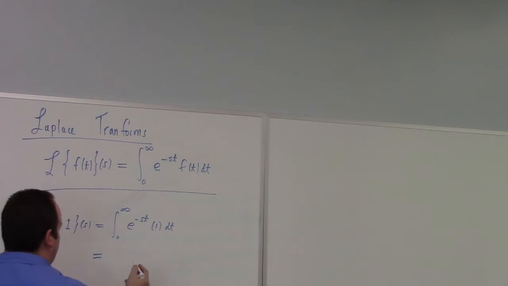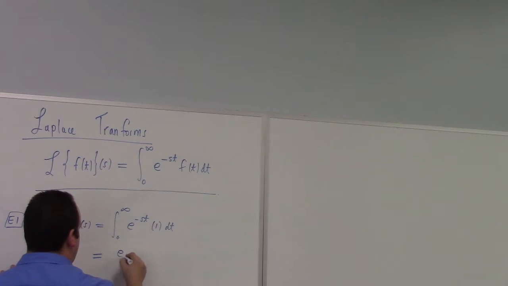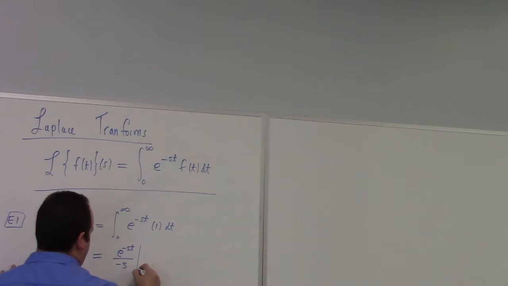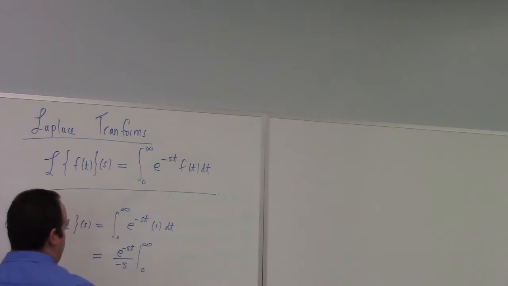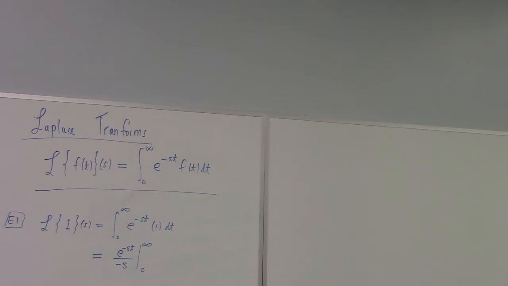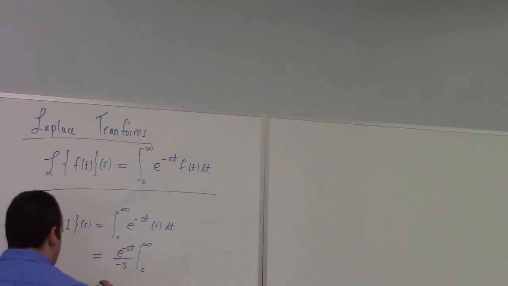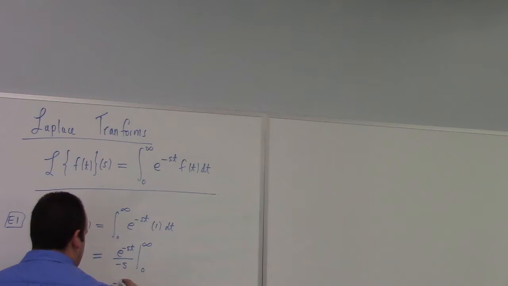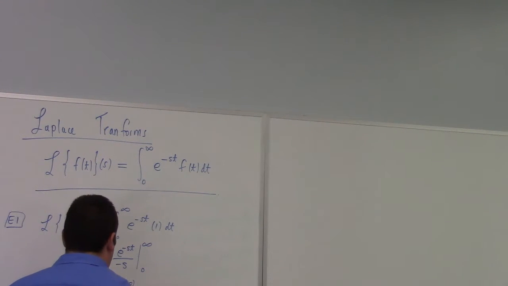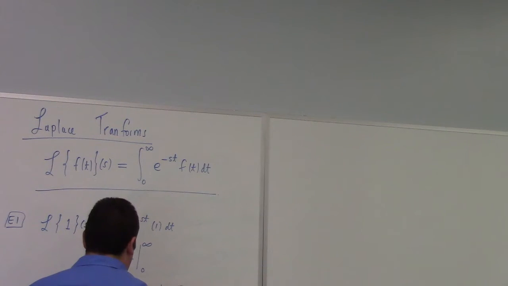And so you can do the integral. You'll forgive me if I cheat a little bit here. E to the minus st over minus s, evaluated from 0 to infinity. Cheating in the sense that I haven't written the explicit limit. Don't tell my Calculus 2 students. So that is e to the minus s times infinity over minus s plus 1 over s times e to the 0.